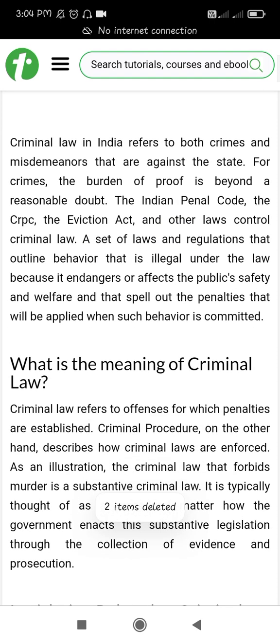Criminal law in India refers to both crimes and misdemeanors that are against the state. For crimes, the burden of proof is beyond a reasonable doubt. The Indian Penal Code, the CrPC, the Evidence Act, and other laws control criminal law. It is a set of laws and regulations that outline behavior that is illegal under the law because it endangers or affects the public safety and welfare, and that spell out the penalties that will be applied when such behavior is committed.